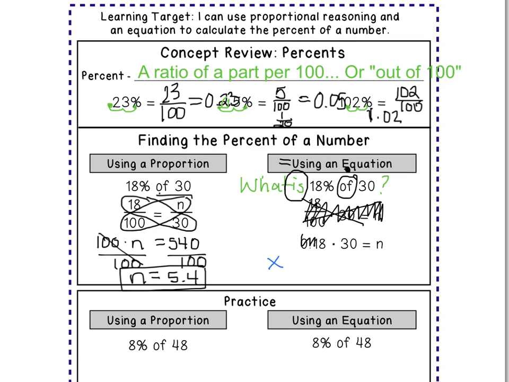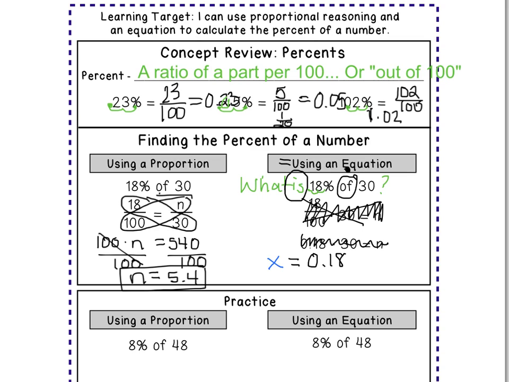We'll go ahead and cross this out too. So I set it up a little bit different. We have what is. What is my x. Is means equals. And then I have 18% of 30. Well, when I'm typing in 18% into a calculator, I'm not going to try and find the percent sign. So we're going to go ahead and change that 18% into a decimal by moving the decimal 2 places to the left.